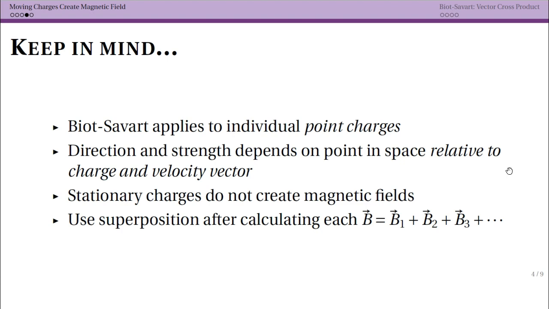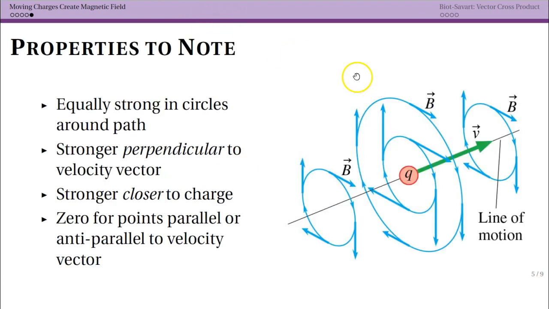Now lastly, if you want to, for instance, find the magnetic field from a bunch of point charges zooming around you like a swarm of bees, you would just find the magnetic field from each one and then add them up. So this superposition works the exact same way as for electric fields. First find the individual fields and then add them up, keeping in mind that they're all vectors, so you must figure out the direction of each one before actually doing that addition.